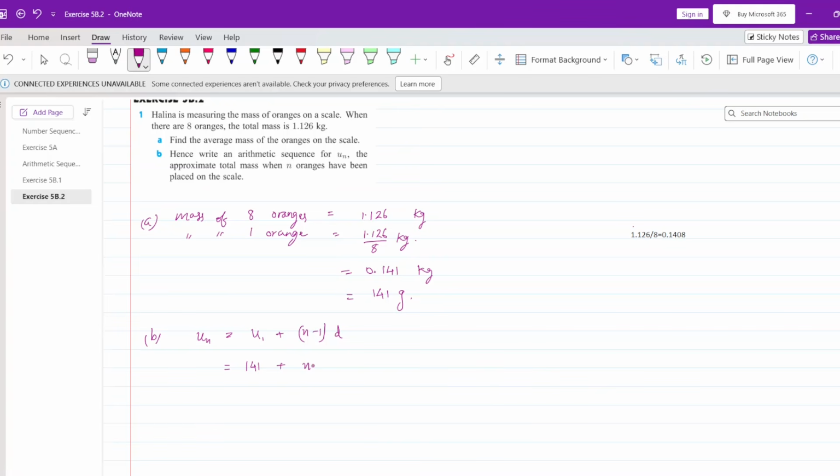This is n minus 1, and we know the next orange that we are going to place on the scale is also 141 grams. Therefore, the difference is going to be 141. In this case, if we solve this equation, we get 141 plus 141n minus 141. This 141 cancels this 141, and we get 141n. This is the general equation. That's the answer.